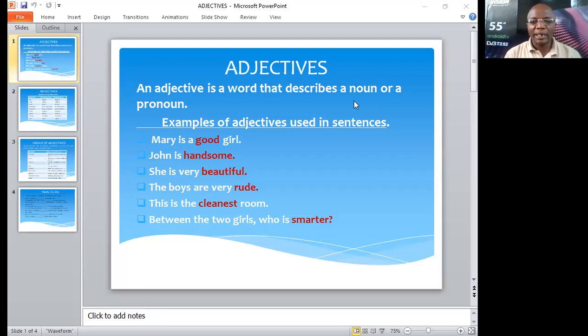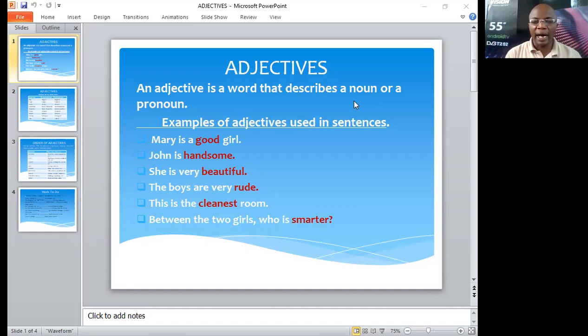We have our English lesson today, and ideally, we are going to discuss adjectives. I'm going to start right away by defining what an adjective is. An adjective is a word that describes a noun or a pronoun. An adjective is a word that tells us more about a noun or a pronoun, or we can also say that an adjective qualifies a noun or a pronoun, right? I have some examples of adjectives as used in sentences.